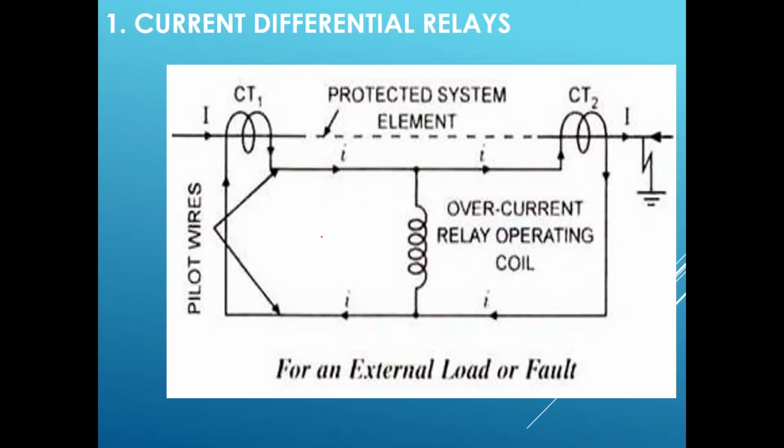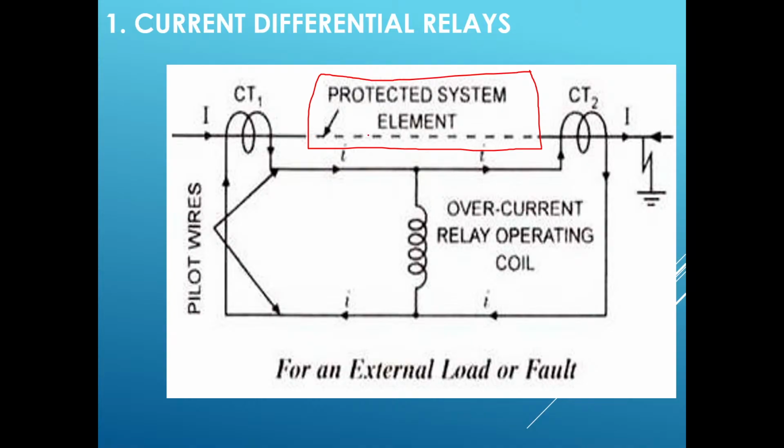Okay, so let us start with the current differential relay. You can see this dotted line portion is mentioned as protected system element. This can be a winding of a transformer or a generator, or a transmission line or a bus bar, any portion of the equipment which is to be protected. Let us assume it is the winding of a transformer. I want to protect it against the fault.